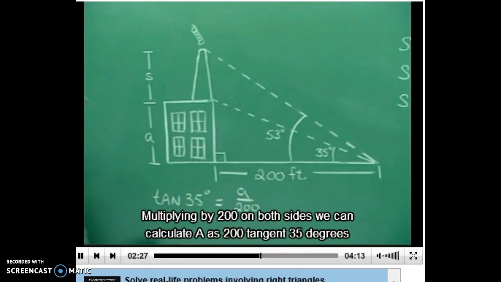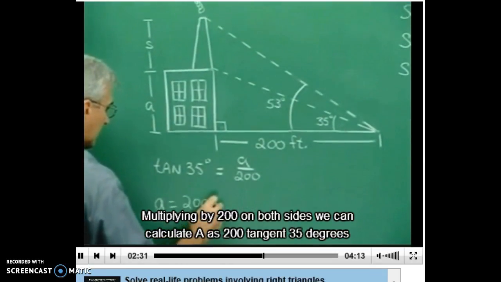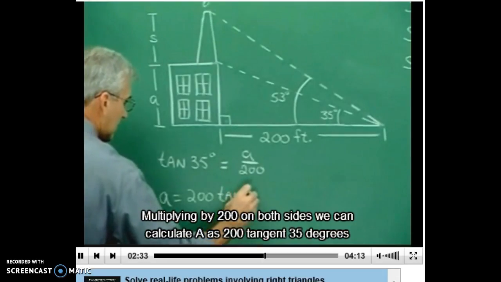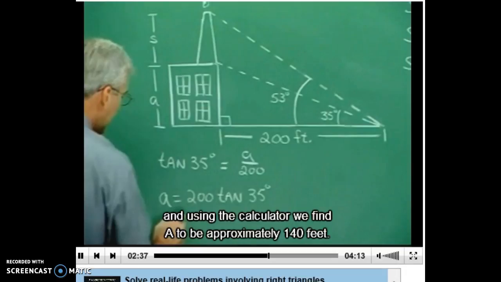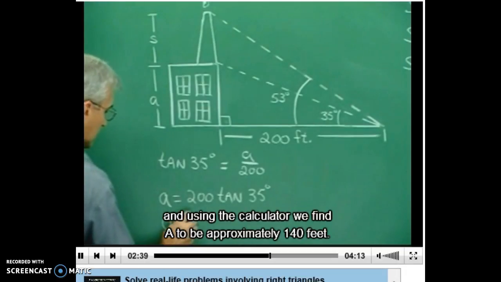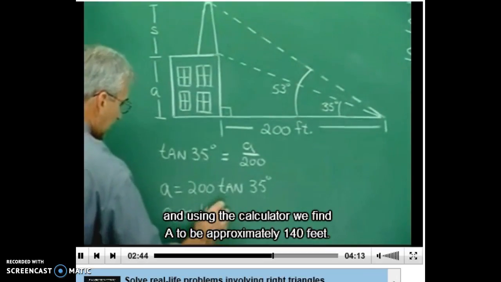Multiplying by 200 on both sides, we can calculate A as 200 tangent 35 degrees. And using the calculator, we find A to be approximately 140 feet.